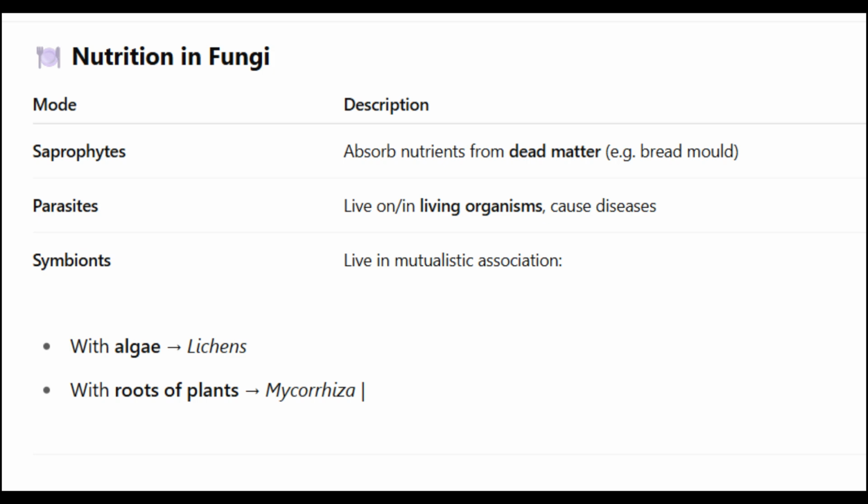Nutrition in fungi. Mode description. Saprotrophic: absorb nutrients from dead matter, e.g. bread mold. Parasites live on or in living organisms and cause diseases. Symbionts live in mutualistic association: with algae, lichens; with roots of plants, mycorrhizae.